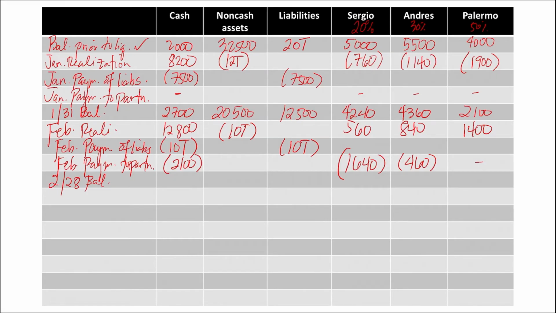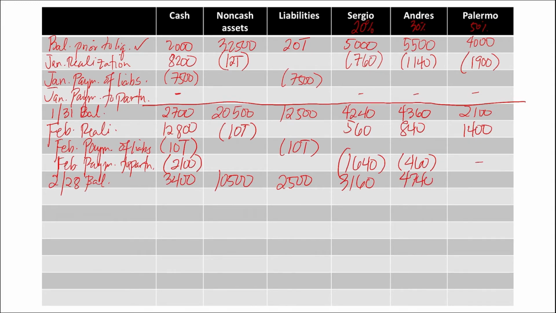Magkano yan? Cash, okay? So, ito na ang starting point natin, ha? 2,700 plus 12,800 minus 10,000 minus 2,100. That is 3,400. Non-cash assets, 10,500. Liabilities, 2,500. Then, Sergio, magkano na lang? 3,160. Andres, 4,740. And last one, si Palermo, 3,500. Yan. Okay? O, kalahati, natatapos na natin. Tignan lang ulit natin kung balansyado yung account equation natin, ha? Balansyado pa din. Okay?